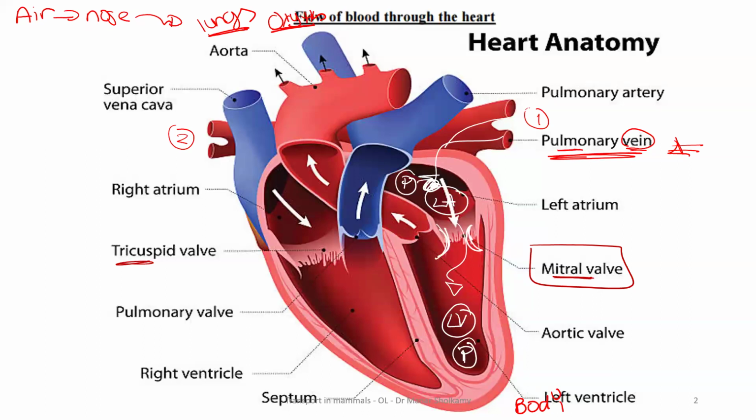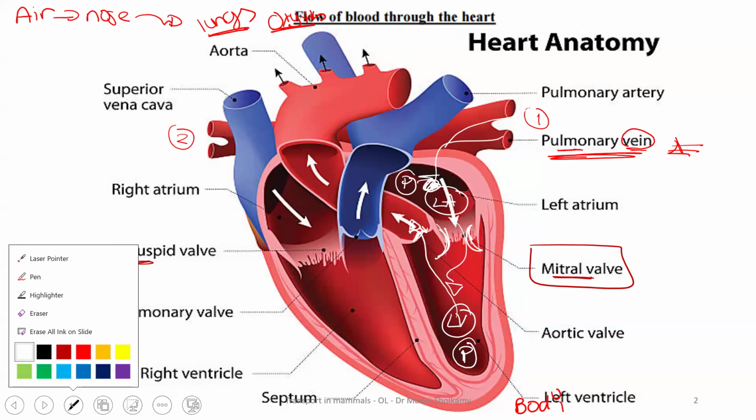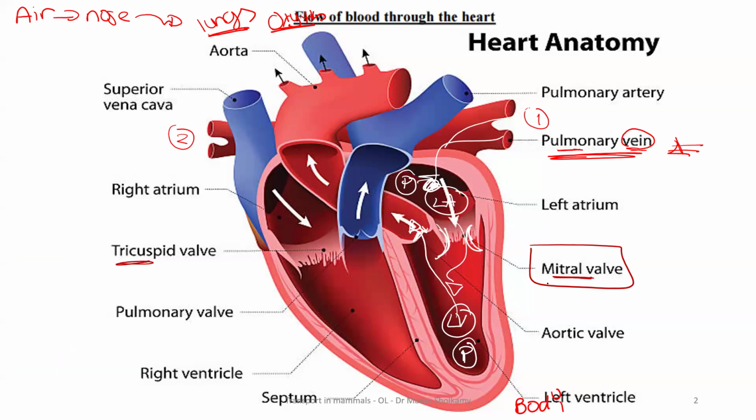When the pressure inside the ventricles increases, this is going to open the what? Which valve? Aortic valve. Excellent, the aortic valve, because the pressure here is behind the valve. And it will close which valve? The mitral valve. Yes, correct, to prevent the backflow of blood.